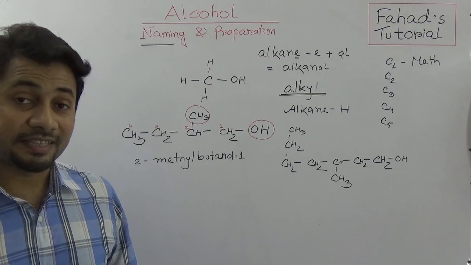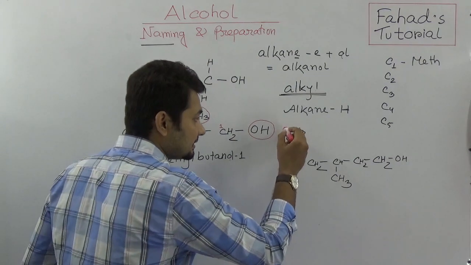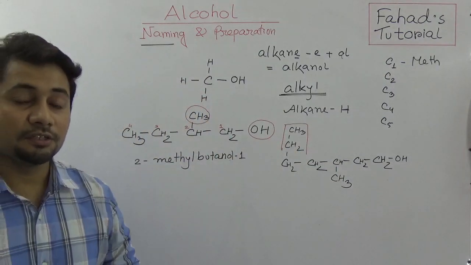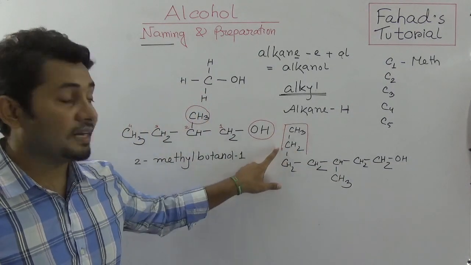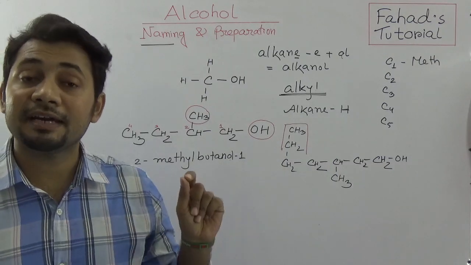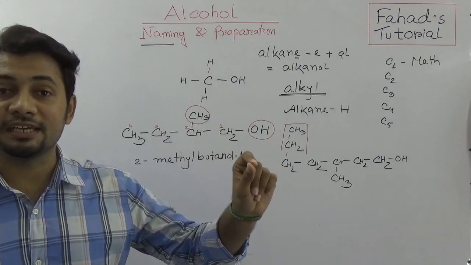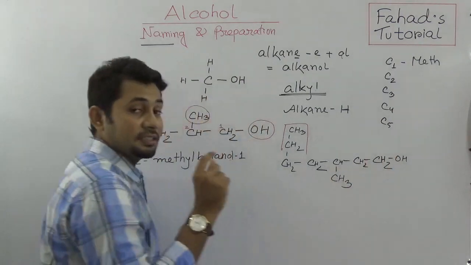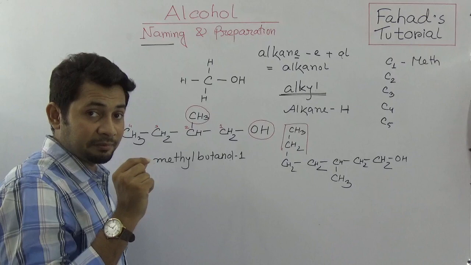Now don't think that this is ethyl. No, do not think that this is ethyl. We need to count the maximum longer chain in that compound. Now you see, we said that hydroxyl should be at the minimum number of carbons.